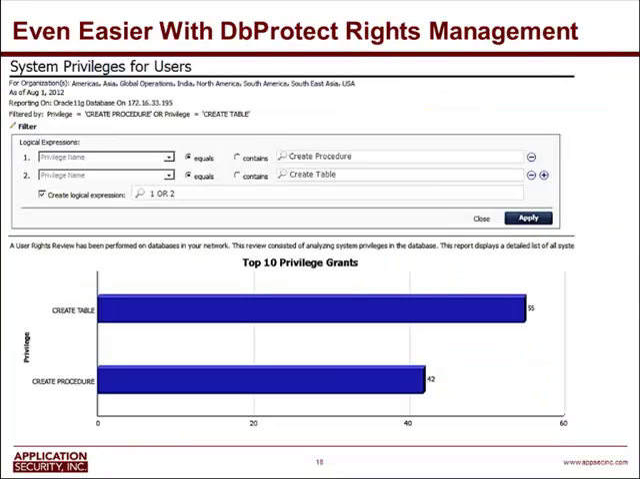And in fact, if you're running DB Protect, it's even easier. So if you've got rights management installed, simply go to the System Privileges for Users report, filter that report. So at the top of the screen, you can see I've set up a filter, and I've filtered on privilege name for both create procedure and create table. That's just going to display any users that have got these particular privileges.